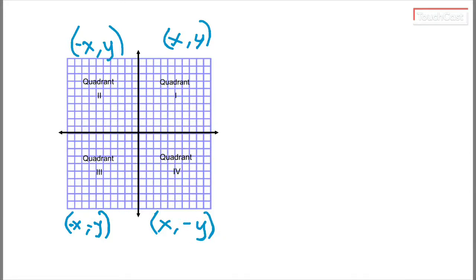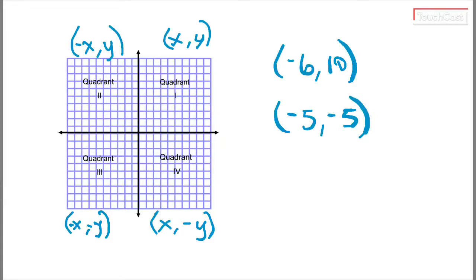Using that knowledge, I want you to tell me what quadrant these points are in. Bring those answers as well as any questions that you may have to class with you tomorrow.